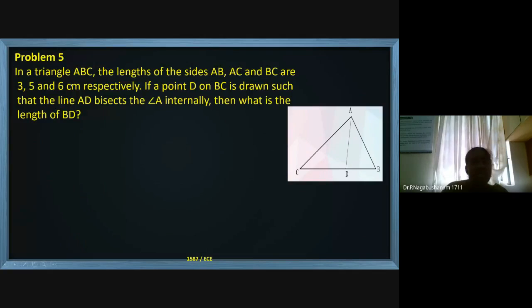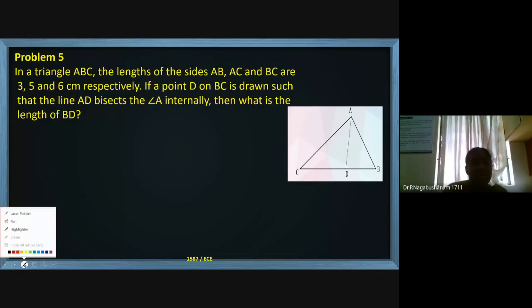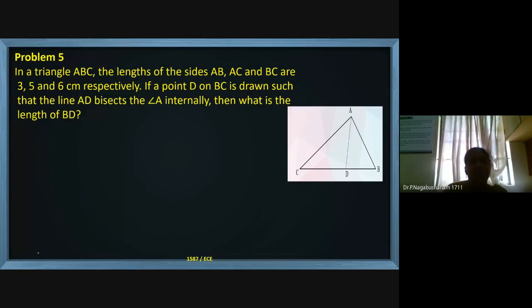In a triangle ABC, the lengths of sides AB, AC and BC are given as 3, 5 and 6. BC means this total length is 6 centimeters. AB is 3 centimeters, AC is 5 and BC length is 6 centimeters respectively.